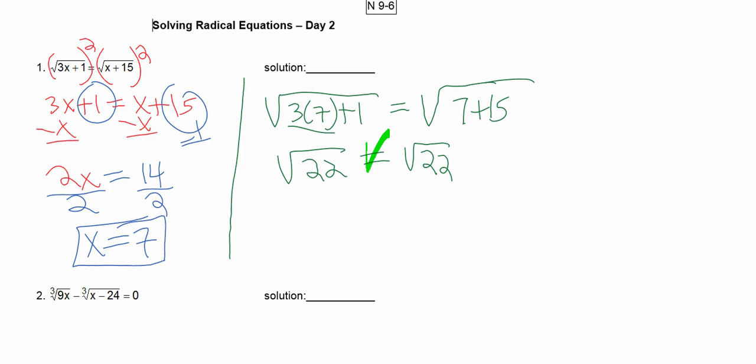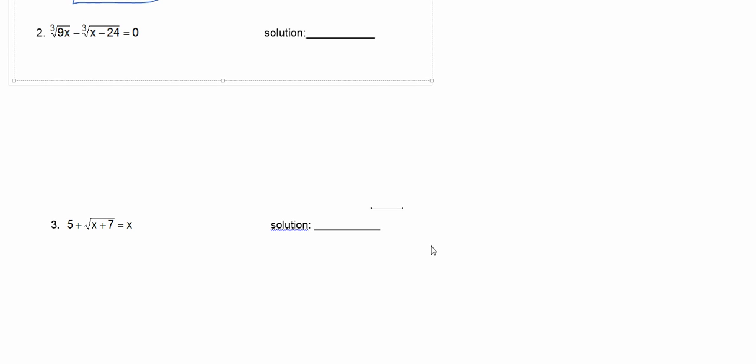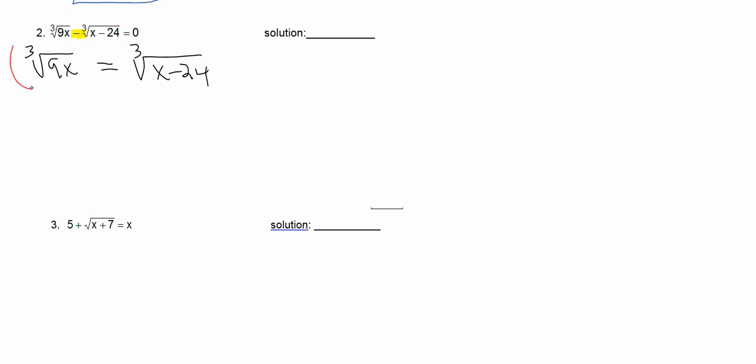Alright, let's take a look at number 2. Number 2 looks like it involves a cube root. And right now they're not on separate sides of the equal sign, so let's go ahead and move one of these over. In fact, this quantity is minus, so if I add it to both sides, I would just end up with 9x to the third root equal to positive x minus 24, and that's the third root as well. And we'll just raise both sides up to the third power, canceling out the cube root.